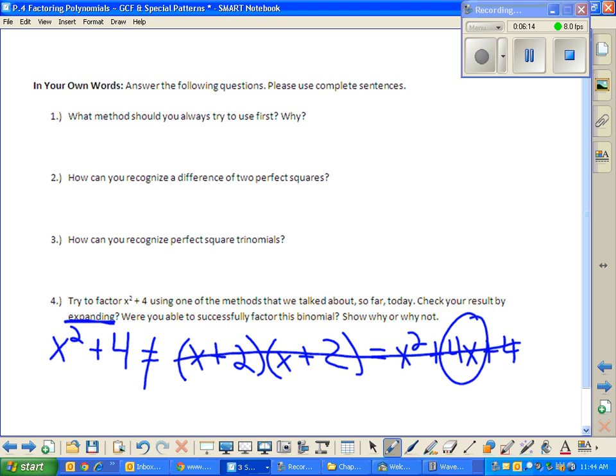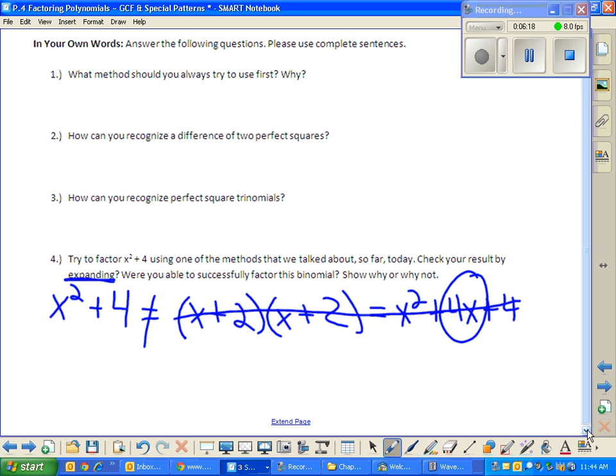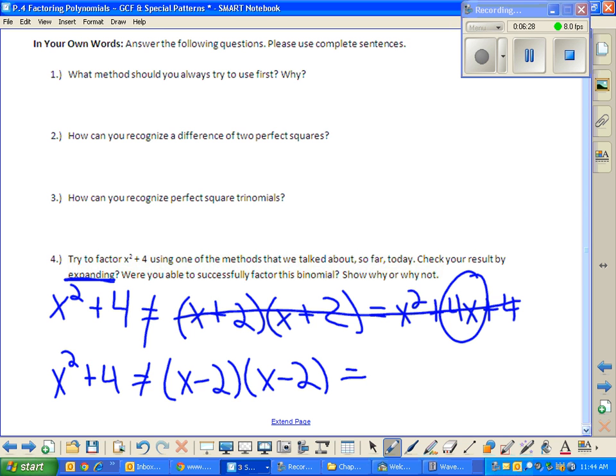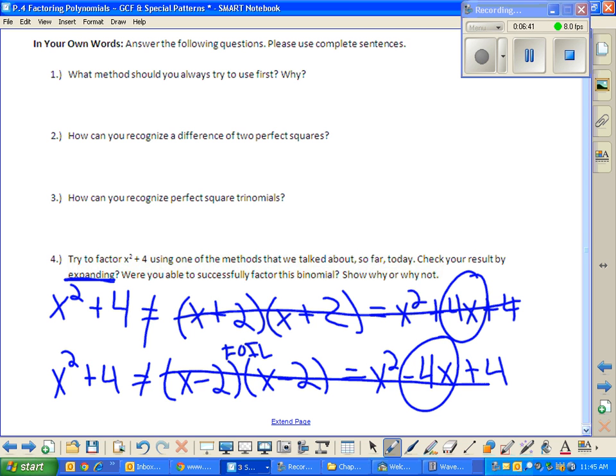What else might you try? John, you tried 2 negatives and you got it to not work, right? So John tried this. And what you would get if you FOILed this, if we did a little FOIL action on those 2 binomials, you'd have x squared minus 4x plus 4. Again, you get this middle term. So annoying. So that can't work.